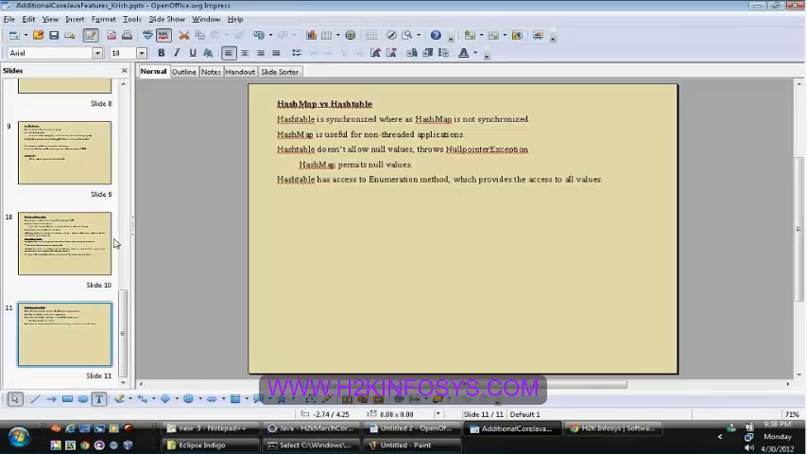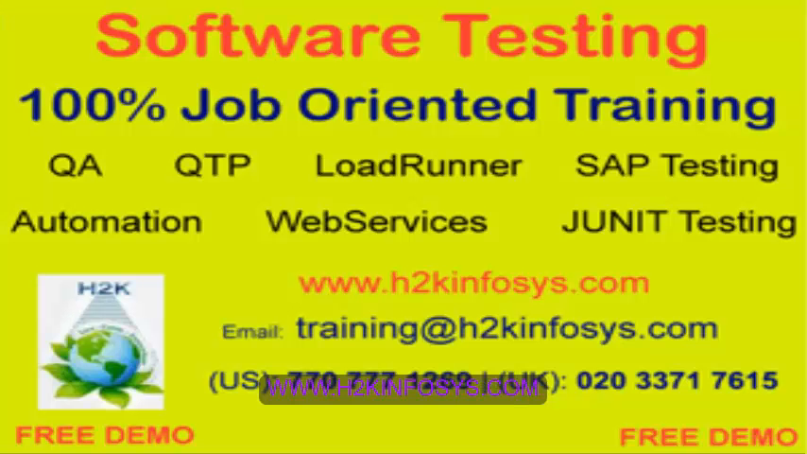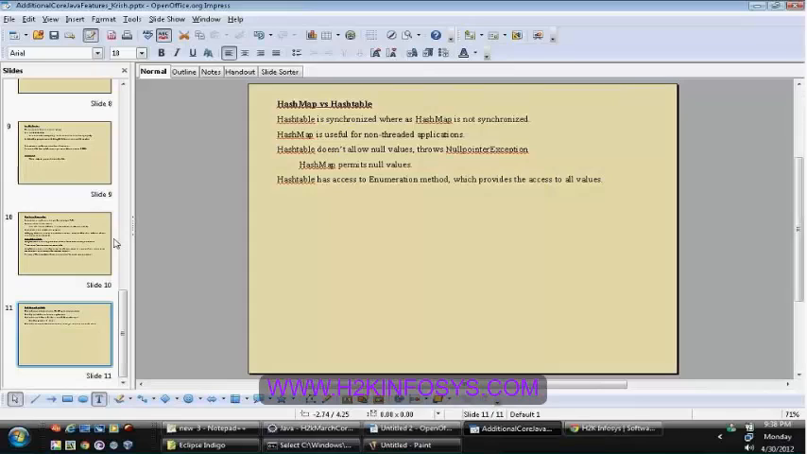And the second difference is that hash map permits null values. That means when you insert a key value pair within your hash map, you can still insert the value with a null representation, whereas your hash table doesn't allow a null value, and it will throw a null pointer exception if you try to save any key value pair specifying the value as a null reference.